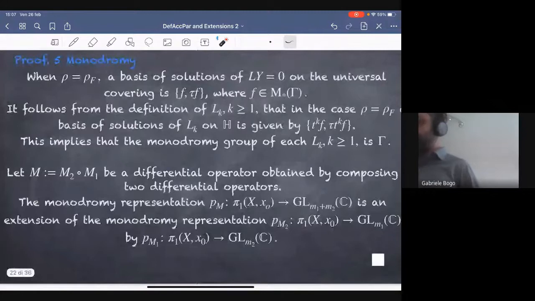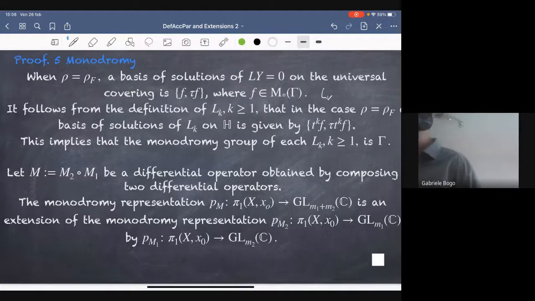And in this slide, I wrote a lot about monodromy, but the basic idea is that every one of the operators Lk that I introduced before, again, has modular solutions. And the reason is that the operator we started with has modular solutions, f and tau f. This gives a basis of solutions on the upper half plane. This one, remember, is such that Lk of tk of y is tk plus 1, or tk L of y.